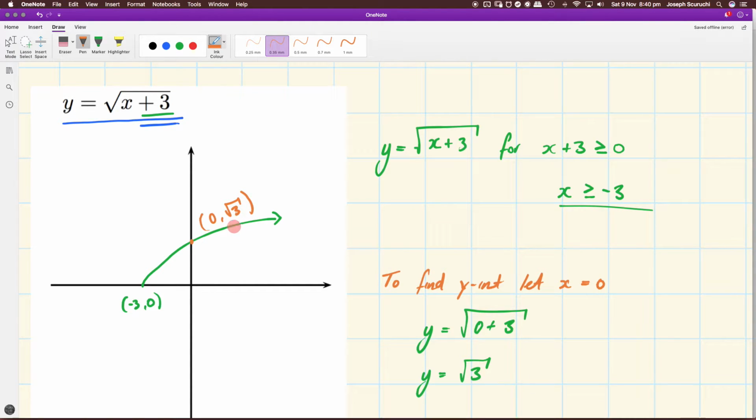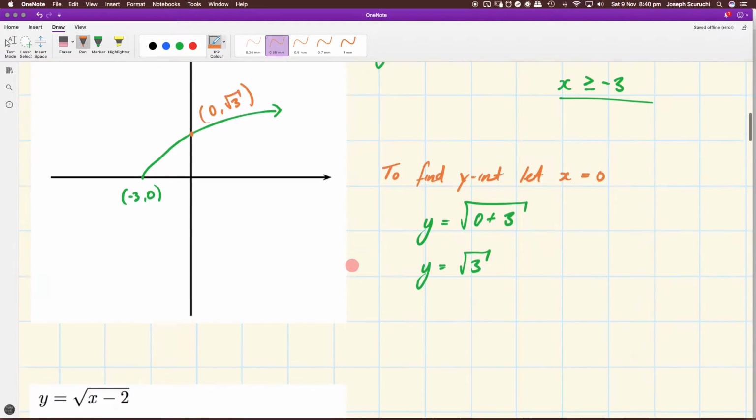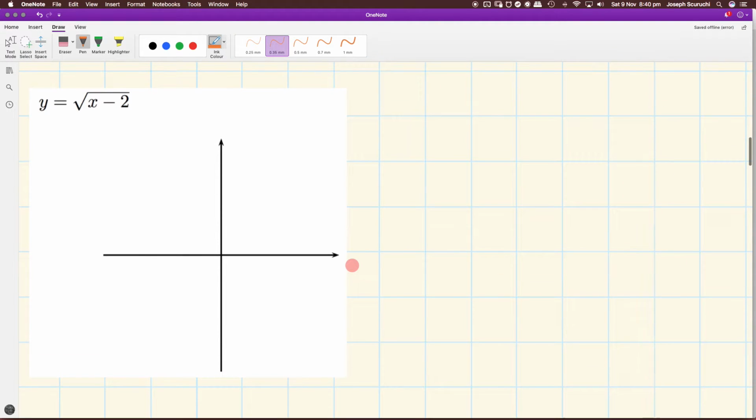Perfect. The main takeaway is that whatever I'm doing inside the bracket, inside the square root here, if I'm plussing, I'm going to shift it in the negative direction. And if I'm minusing, that's going to mean I'm shifting it in the positive direction. And that's what we're going to see next. So let's do that now. x minus 2. So we know that because there's a minus 2 here, that means I'm shifting 2 positively. So it's going to look like this. So I'm going to begin at 2, 0.